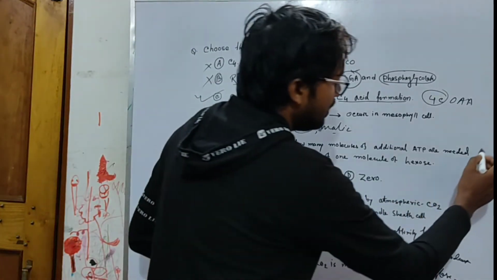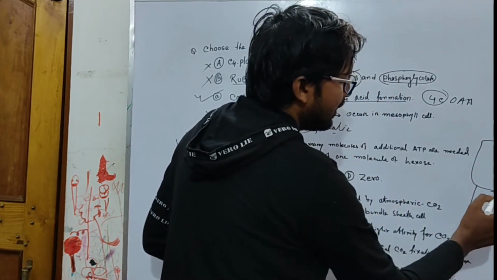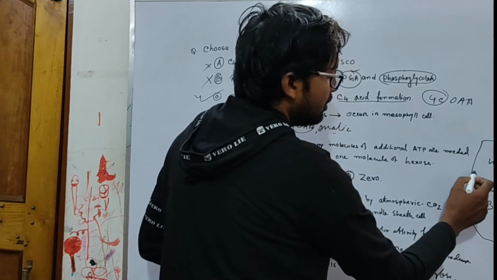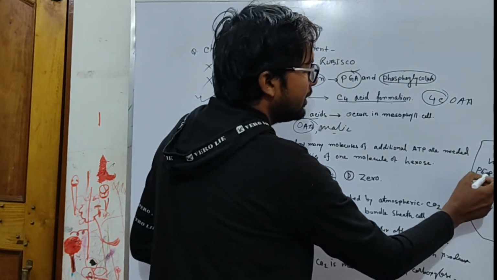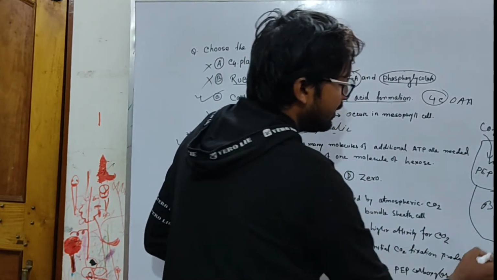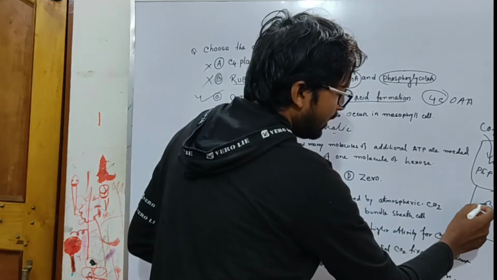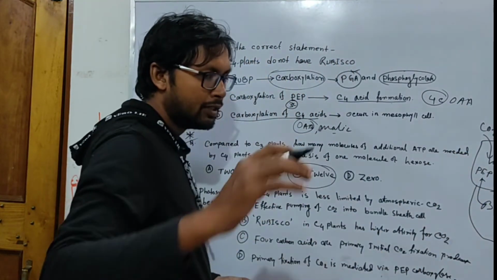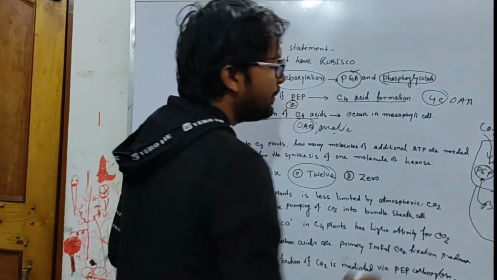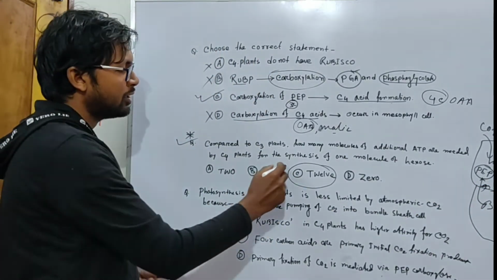What happens in C4 plants is this: you have the bundle sheath chloroplast, the mesophyll cell, and the bundle sheath cell. The phosphoenol pyruvate absorbs carbon dioxide here, and the 4-carbon organic acid is transferred inside. After giving the carbon dioxide to the Calvin cycle, it regenerates the phosphoenol pyruvate and exports it again into the mesophyll cell. During this period, extra ATP molecules are needed. So why are 12 extra molecules of ATP needed?